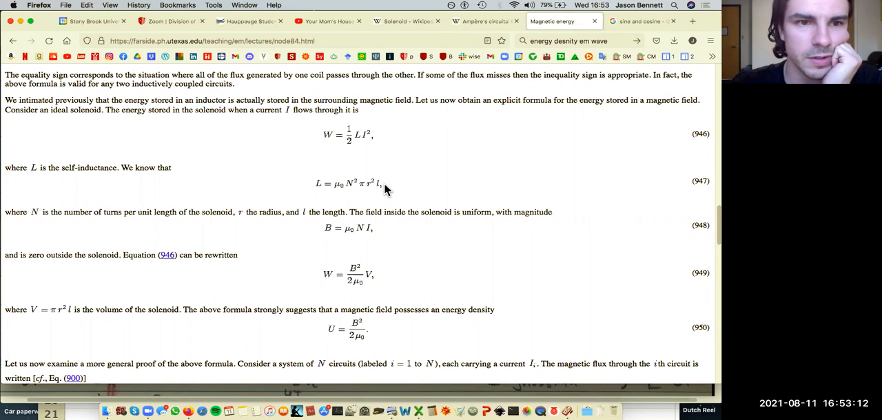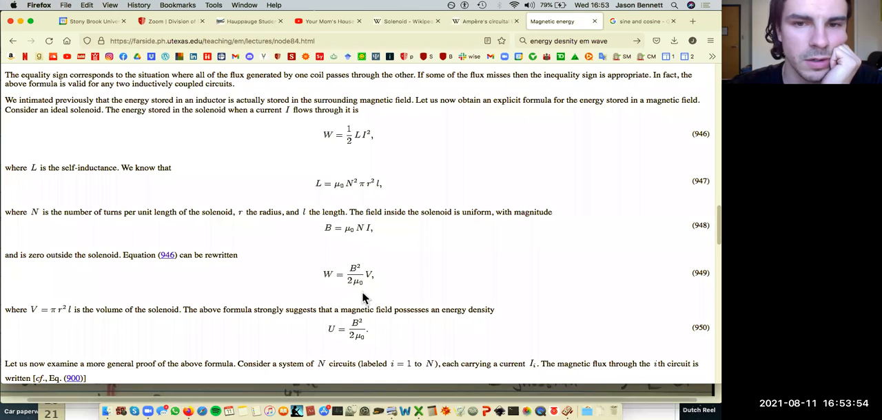We know the self-inductance. You can get that from Ampere's law, which we saw earlier. Okay, so they're saying the self-inductance of the solenoid, if you replace mu n I and you replace that here. So what they're doing is taking the known expressions for B and L and writing W in terms of this.